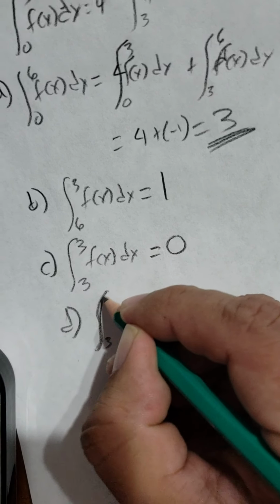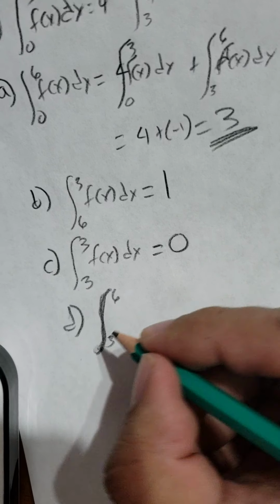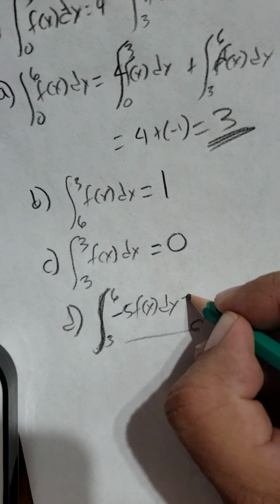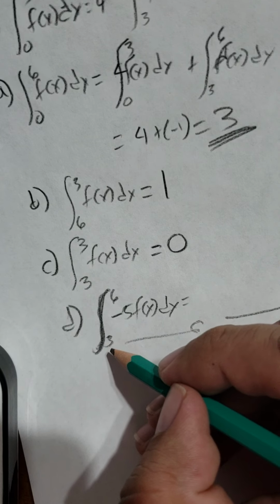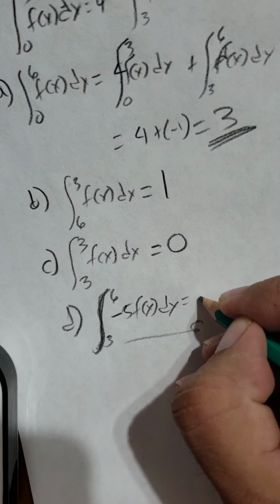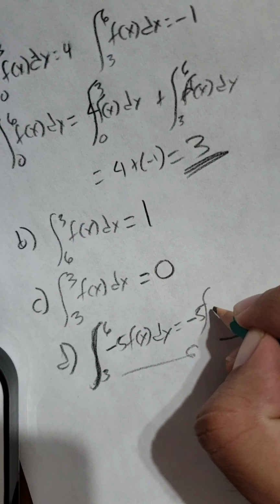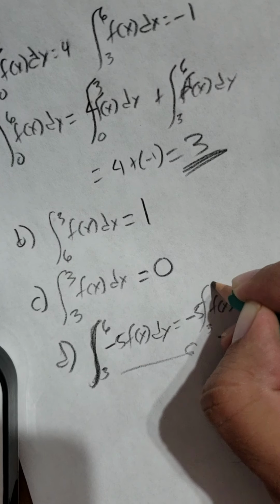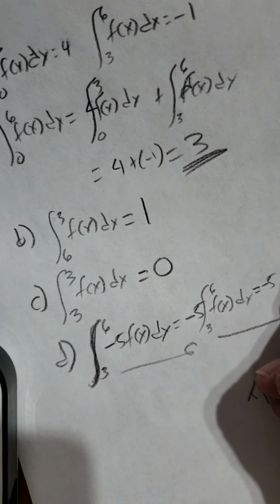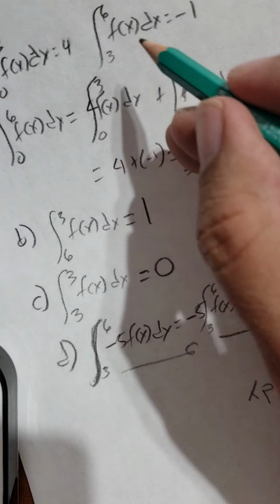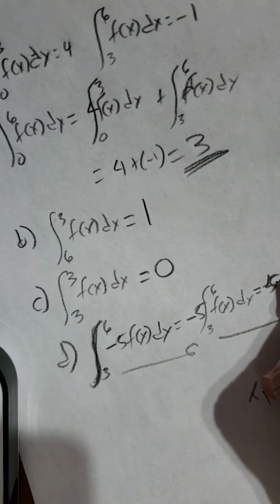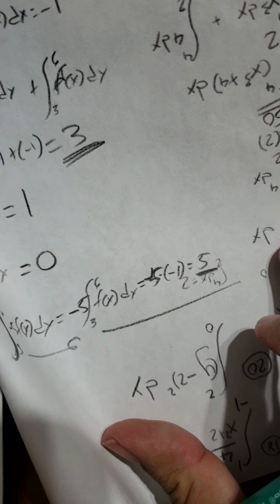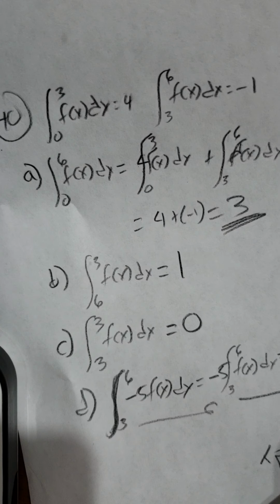Now the last one is going from 3 to 6. Let's write this one better. The integral from 3 to 6 of -5 f of x dx. Now for this one, we take the -5 outside of the integral of f of x dx going from 3 to 6. And we know this value from here, so -5 multiplied by -1 is equal to +5. That will be our answer here. Basically, that is it.